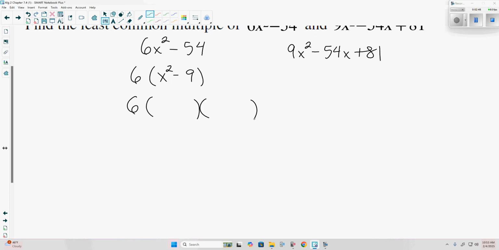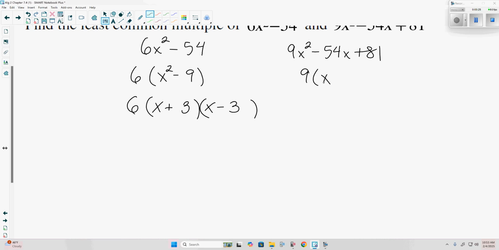So now we just need to factor the x squared minus 9. Now, x squared minus 9 does factor nicely because it is a difference of perfect squares. So we'd have x plus 3 and x minus 3. Now we know for certain, for the least common multiple, we're going to have x plus 3 and x minus 3 at least once. They showed up once in this one, so we're going to need them at least once. Let's factor the other one, 9x squared minus 54x plus 81.